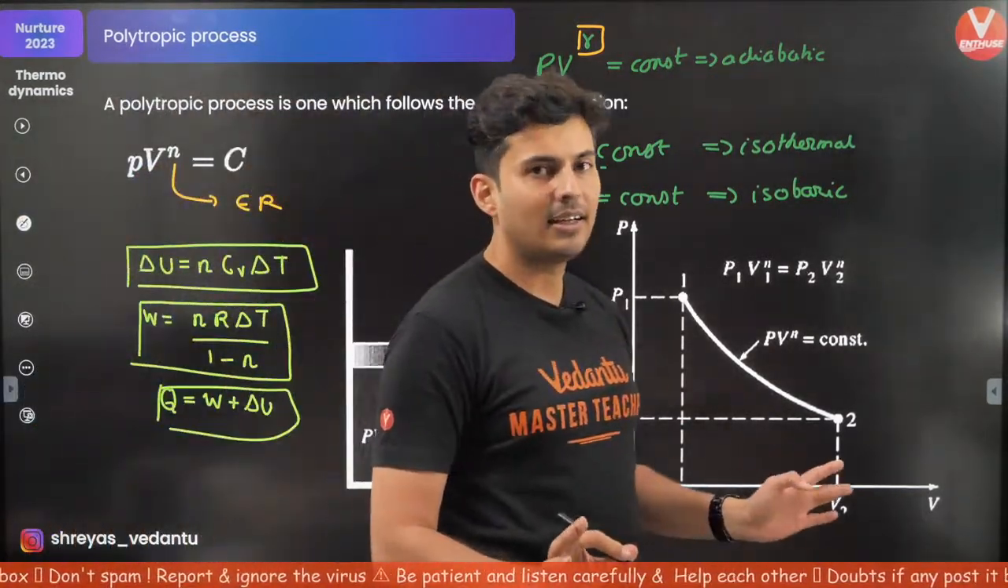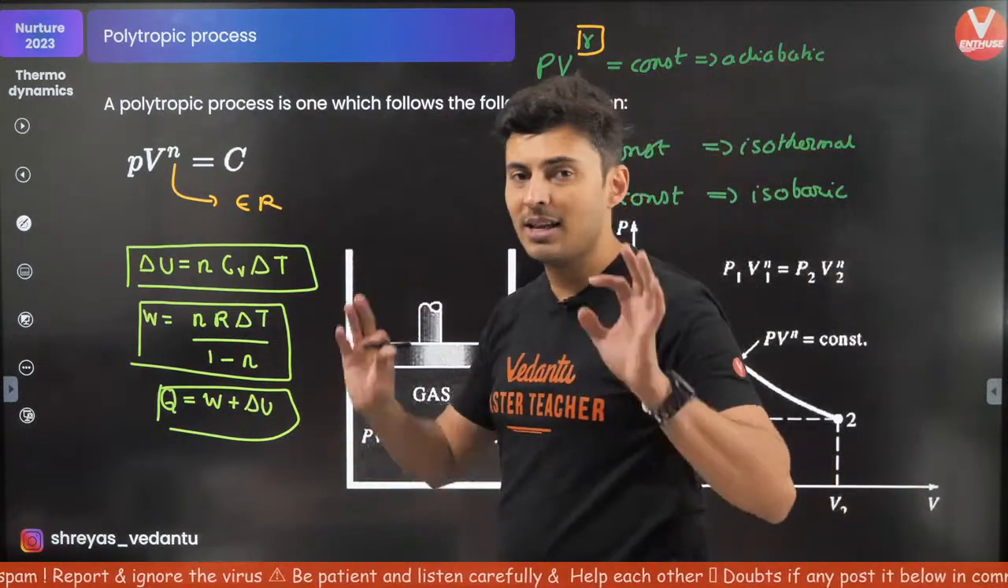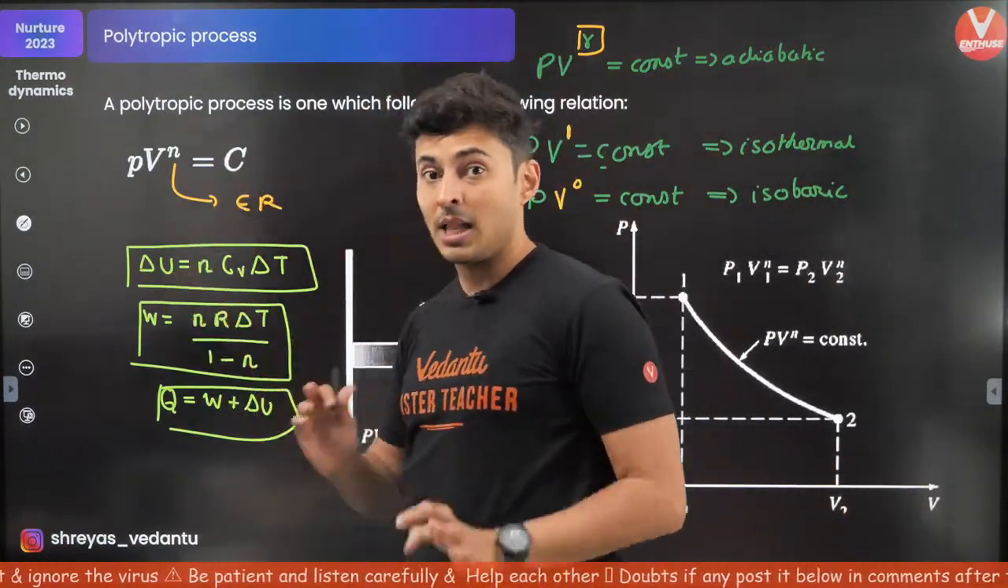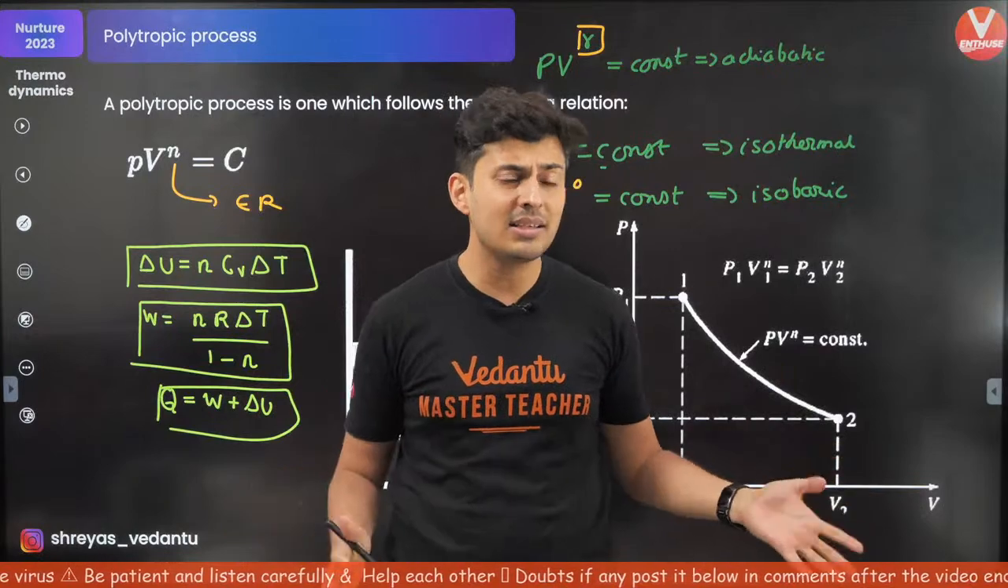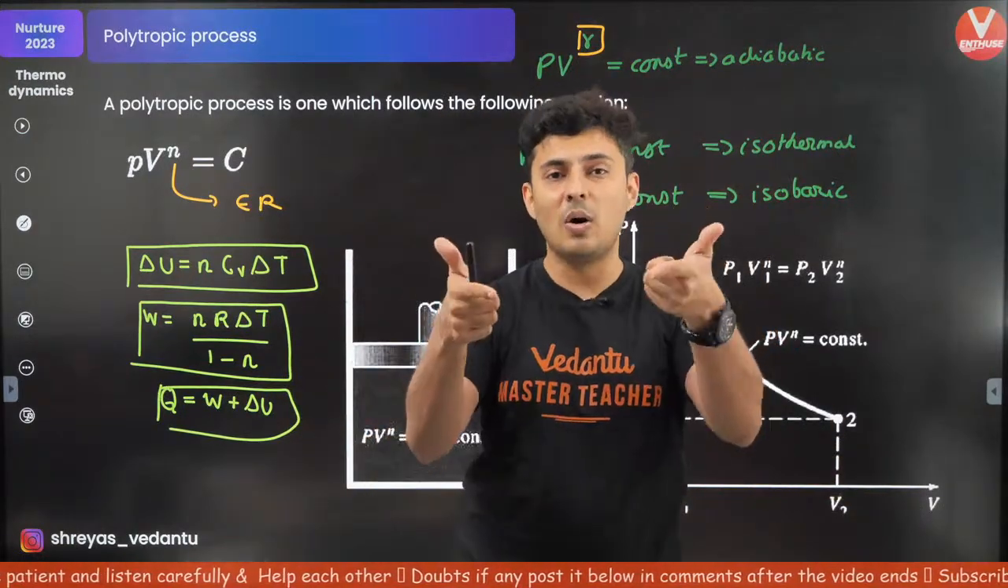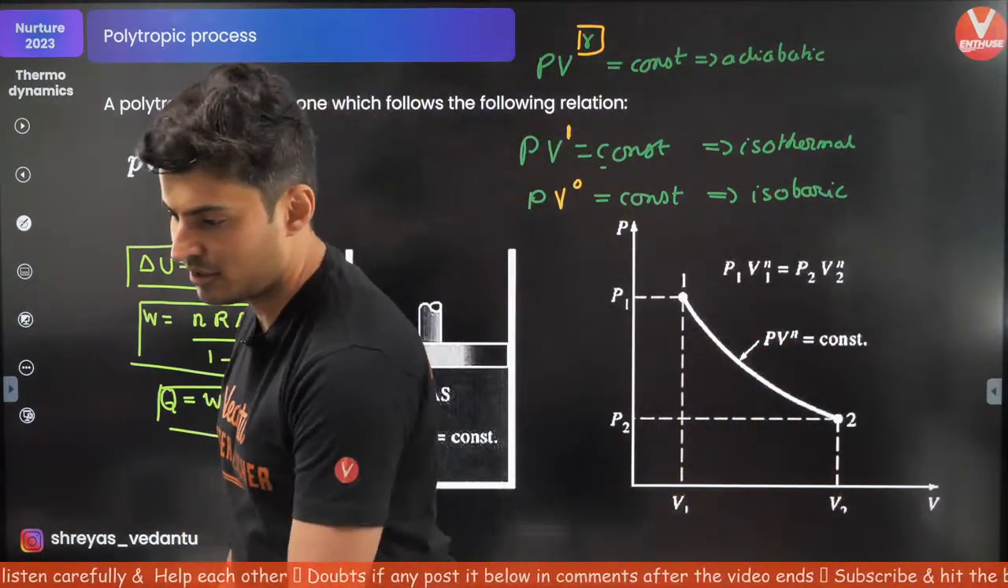That's your first law. As simple as that. So is that understood? So a polytropic process is all processes which can be expressed as PV raised to n. Isothermal, adiabatic, isochoric, all these are also special cases of polytropic process.